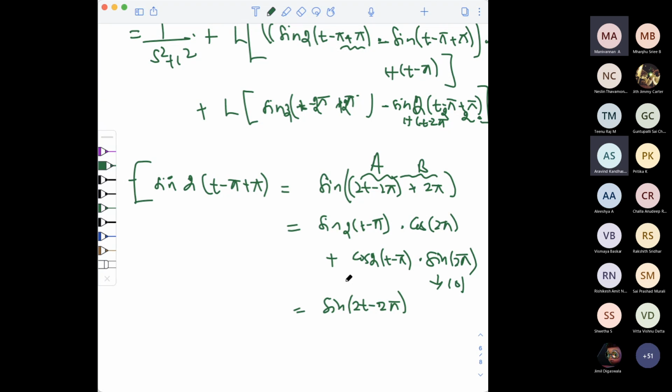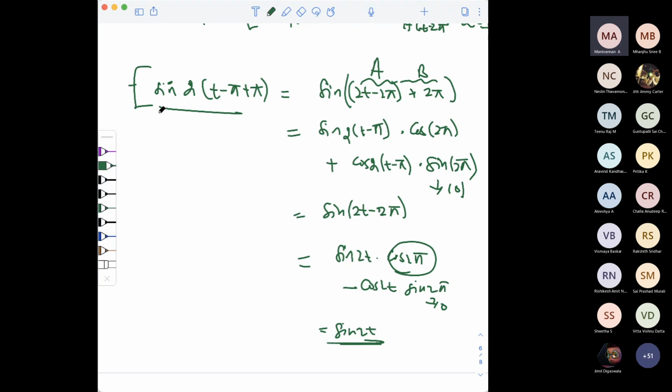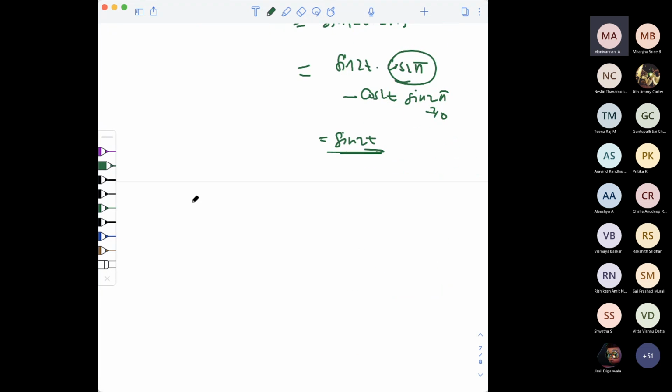Yes, sir. Okay, then again, if you are substituting this a minus b form, it is sine 2t cos 2 pi minus cos 2t sine 2 pi, which means this term is 0. So overall it is sine 2t alone. See, sine of 2t minus pi, this form is sine 2t.